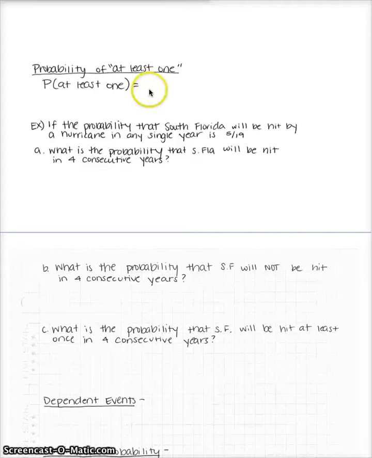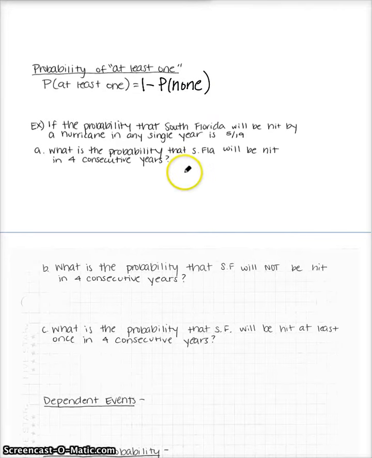I'm going to go through a few more examples involving probability of at least one and conditional probability to help you review for your test. If you recall, the probability of at least one is equal to 1 minus the probability of none. Now, to use this formula, let's look at the following example.